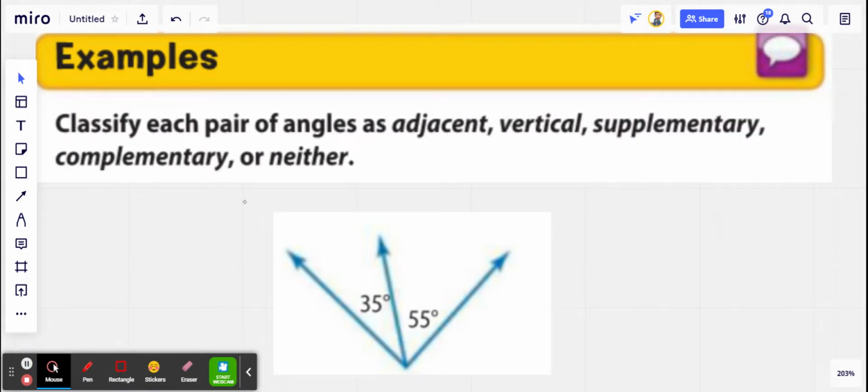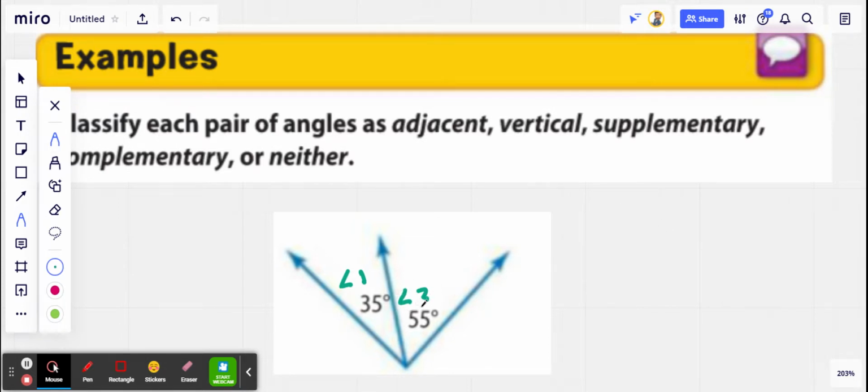Let's look at this example. It says classify each pair of angles as adjacent, vertical, supplementary, complementary, or neither. Let's take a look at what this says. We have 2 angles. We'll call this angle 1 and this angle 2. Angle 1 measures 35 degrees and angle 2 measures 55 degrees.